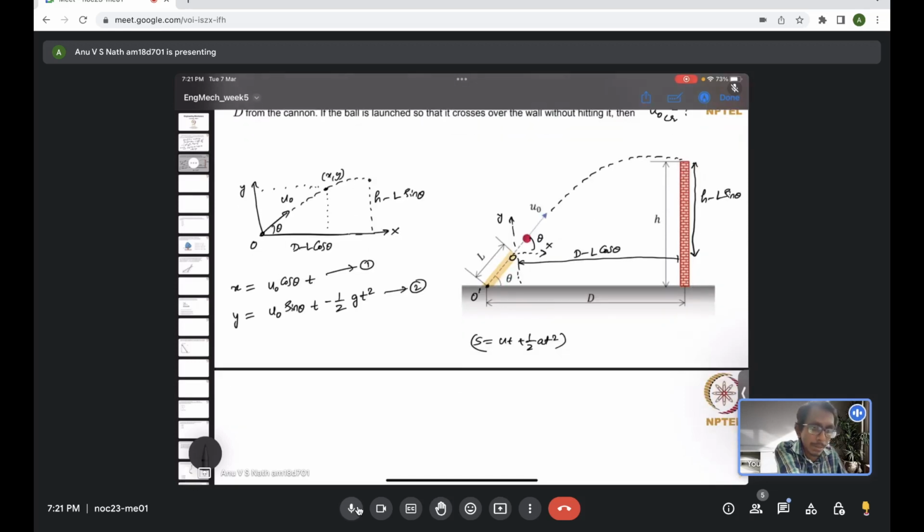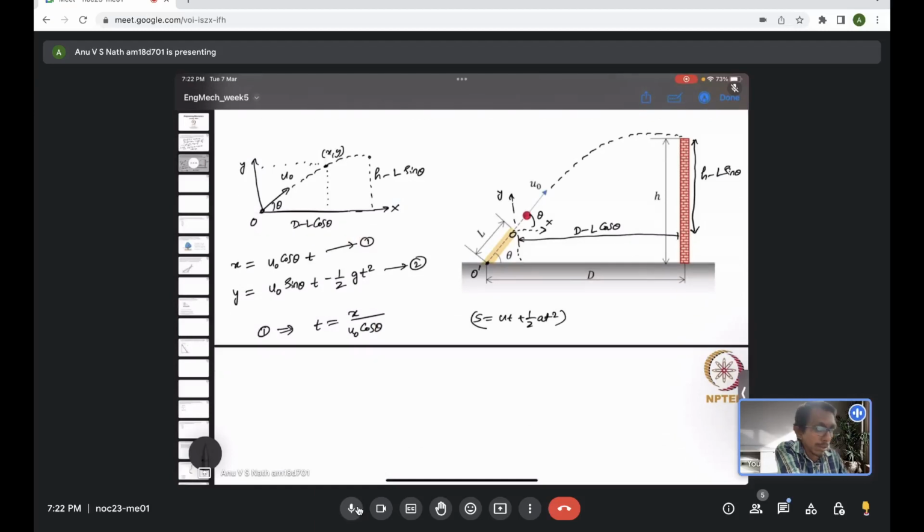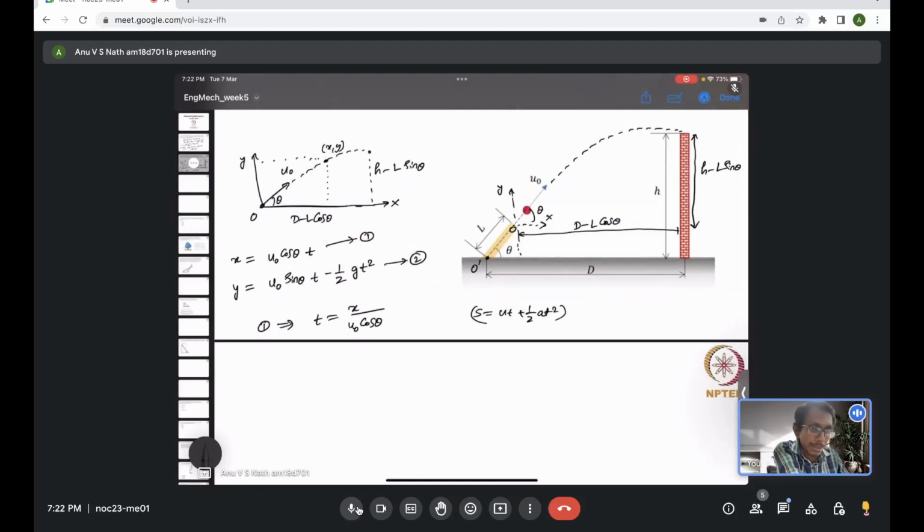Now if we just eliminate the time from equation 1 and 2, how can we do that? From equation 1 you can write time as x by u0 cos theta. Please stop me if you have any doubt. I assume that it's already clear to you, so that's why I'm going fast.